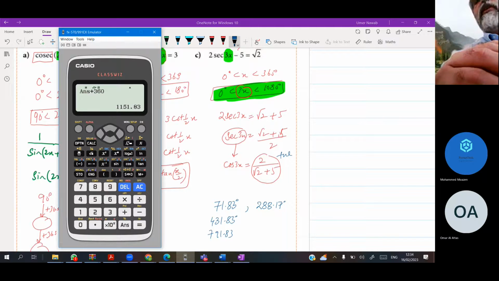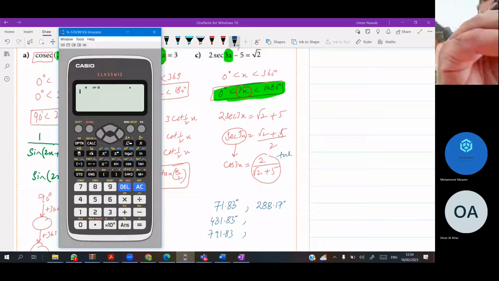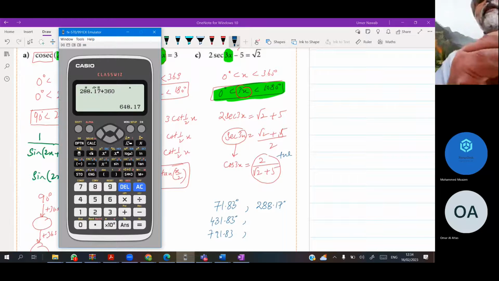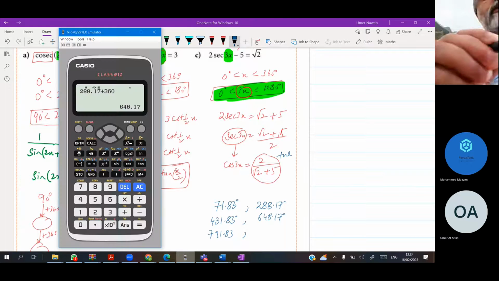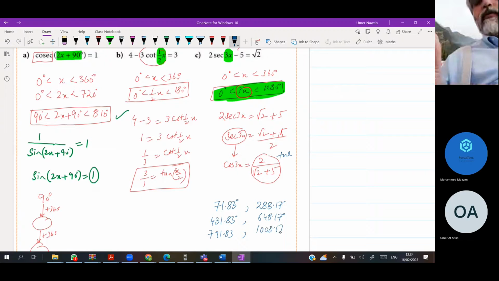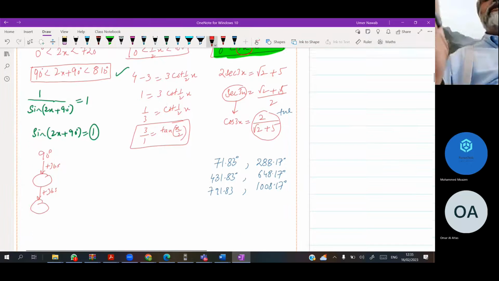So shall I include it? The answer is no. Can I apply the same procedure on 288.17? Plus 360, I got 648.17. Shall I go for further addition of 360 degrees? I got 1008.17. Do I need to add again 360? My answer is bigger than 1080. But can I say these are my final answers?